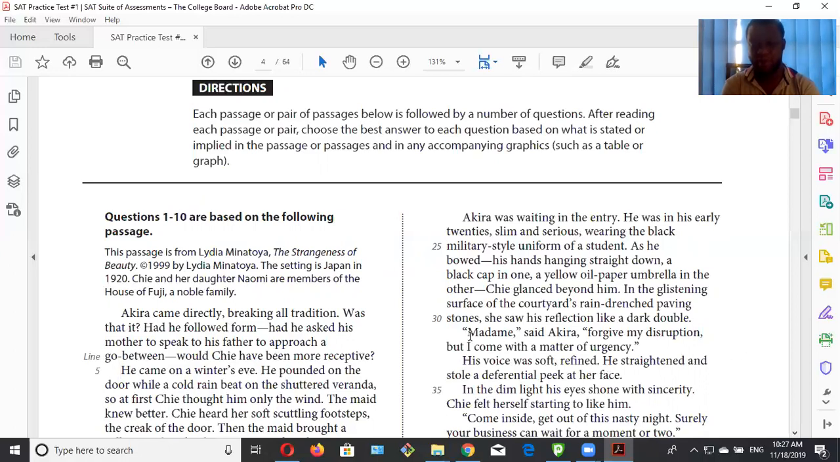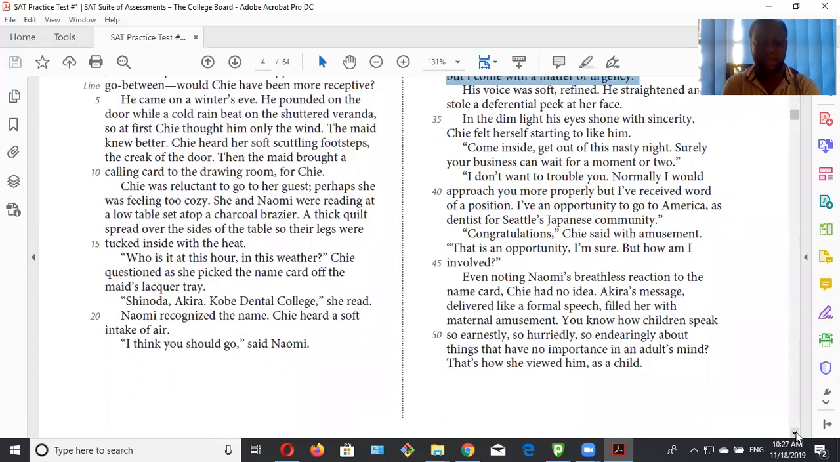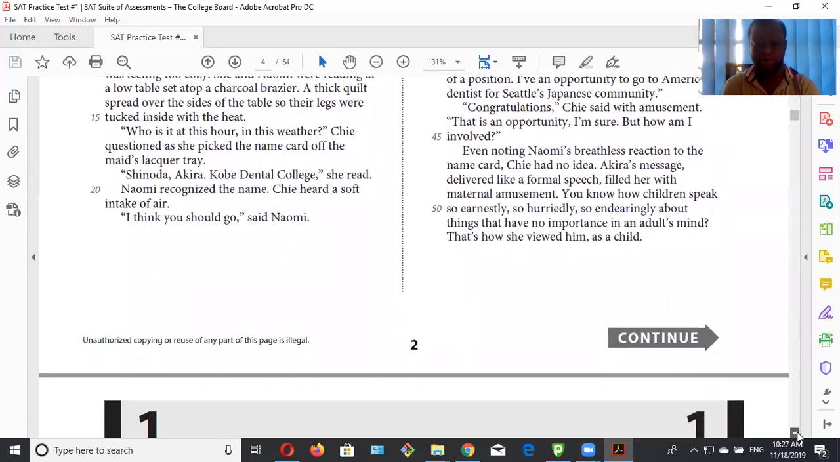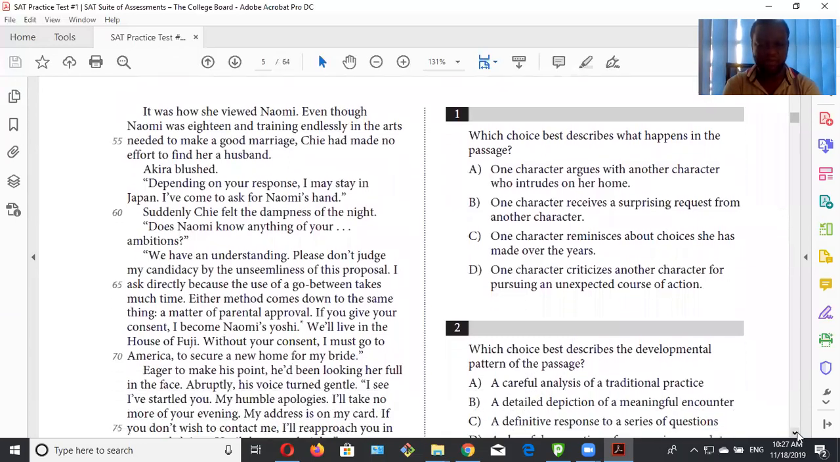Somewhere he approaches Chi and Naomi in this passage, and he says, forgive my disruption, but I come with a matter of urgency. His voice was soft, refined, he straightened and stole a deferential peek at her face. So this was him approaching Chi about his interest in marrying her daughter, and eventually they treat him like he came in an inappropriate way and weren't very receptive. At least she wasn't very receptive.